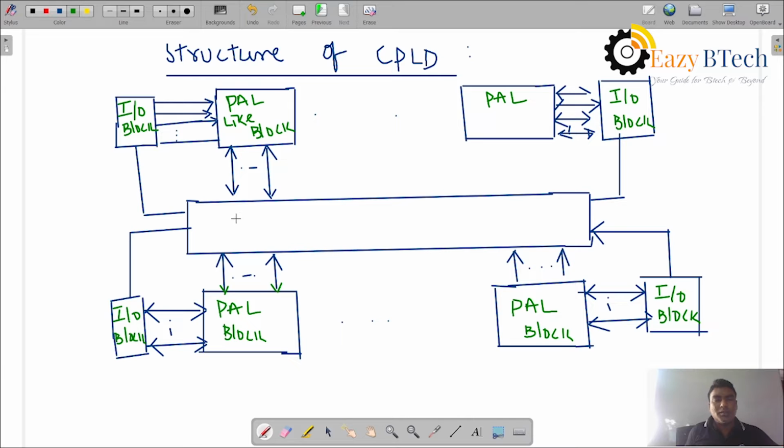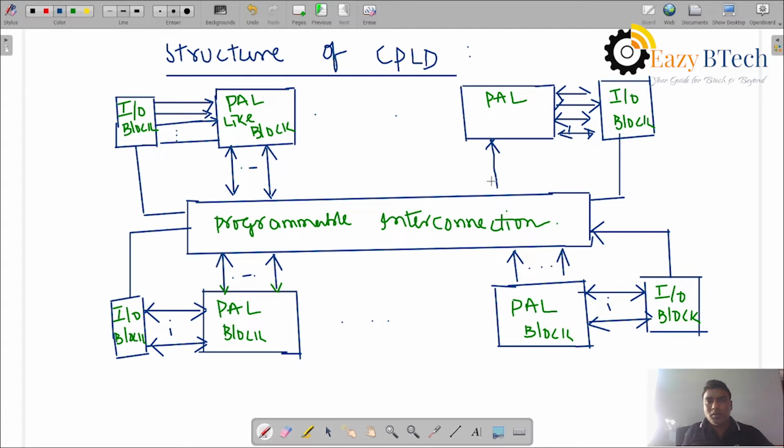Okay, so interconnection. Programmable interconnection block, and the PAL block. Interconnection block, and IO blocks.